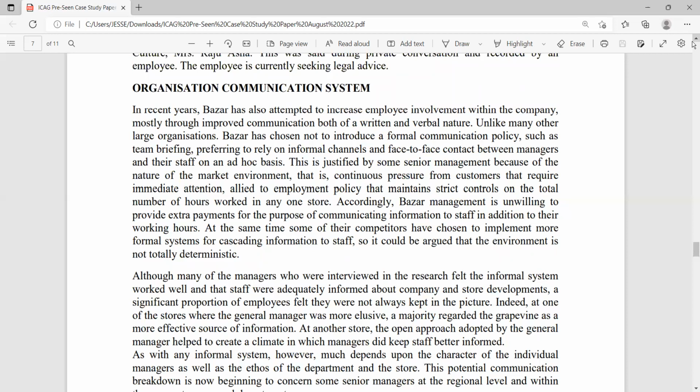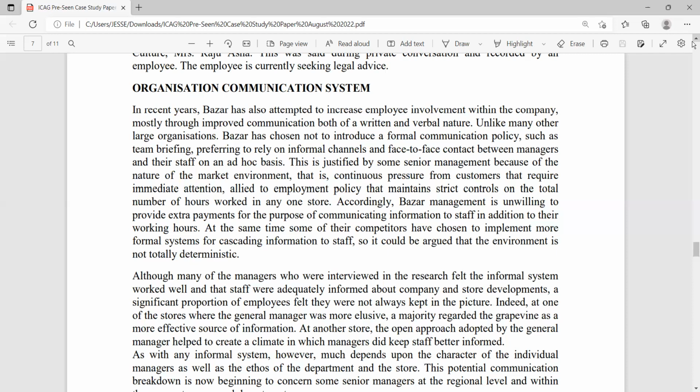Now, what is the benefit of engaged employees? Engaged employees are motivated, they put in the work, and they help you to achieve your goals as a business. Unlike many other large organizations, Bazar has chosen not to introduce a formal communication policy, such as team briefing, preferring to rely on informal channels and face-to-face contact between managers and their staff on an ad hoc basis. This is justified by some senior management because of the nature of the market environment, that is continuous pressure from customers that require immediate attention.